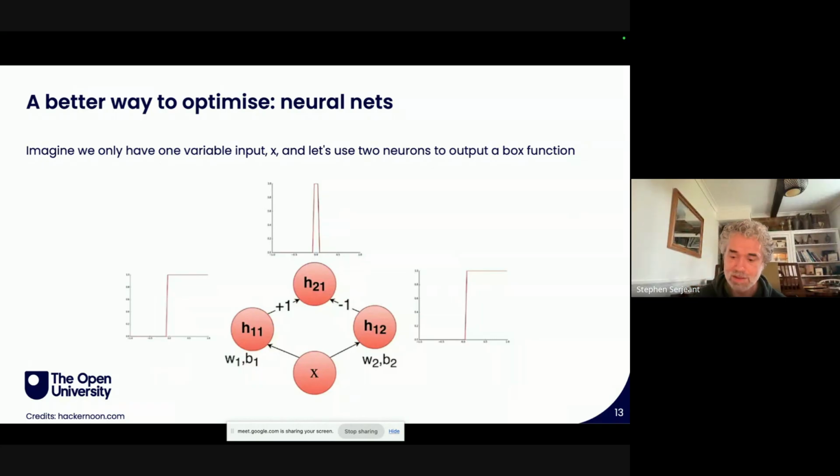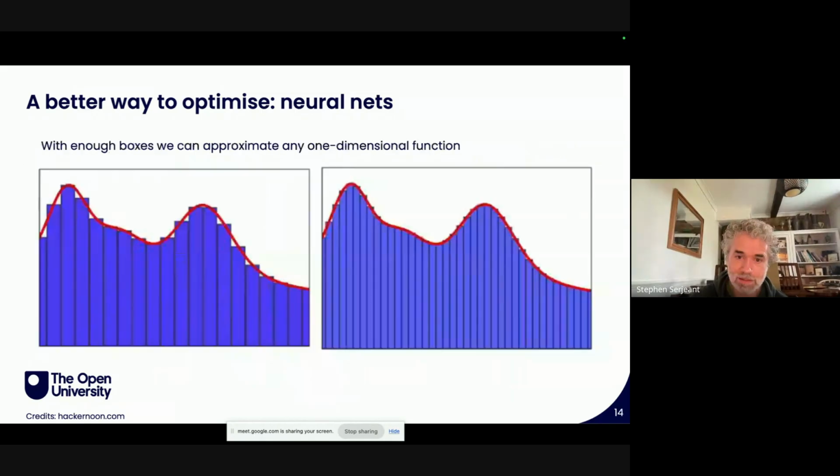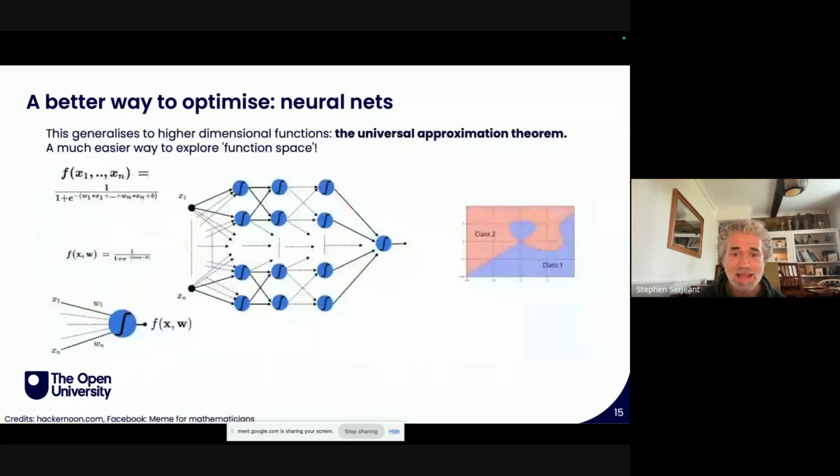Now, if you string together enough boxes, you can approximate any one-dimensional function. Subject to some obvious constraints, but for the functions that we want to explore in physics, this is just fine, and it generalizes to higher dimensional functions as well. This is the universal approximation theorem.